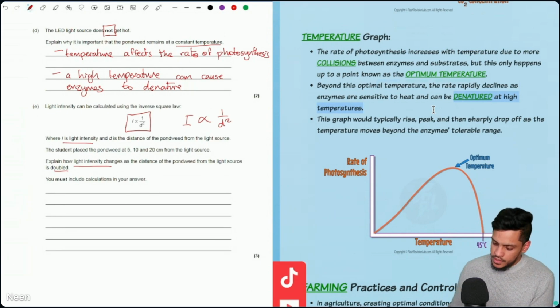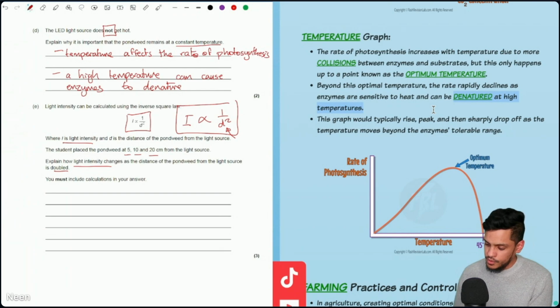Okay, so you must include calculations. They've given us numbers here, 5, 10, and 20. These are all the distances. So in this equation, that's this. So what you need to do is put 5, 10, and 20 into this relationship. So if we put 5 in it, intensity is equal to 1 over 5 squared. 5 squared is 25. So you basically got 1 over 25.